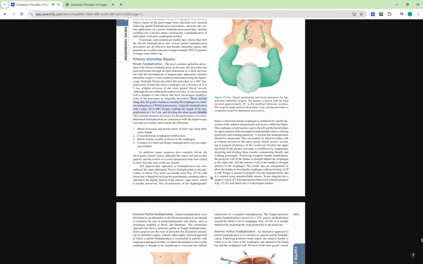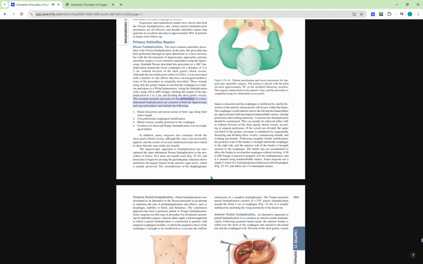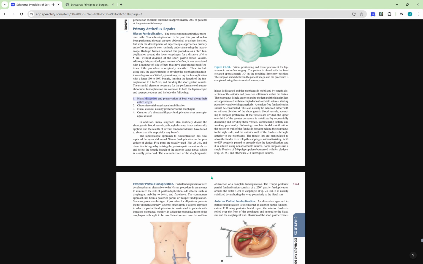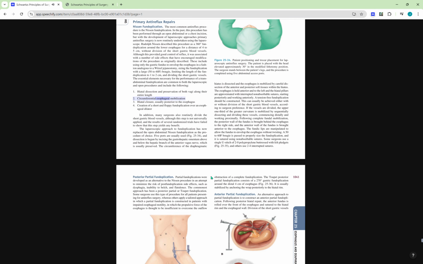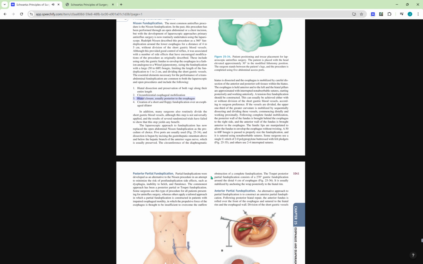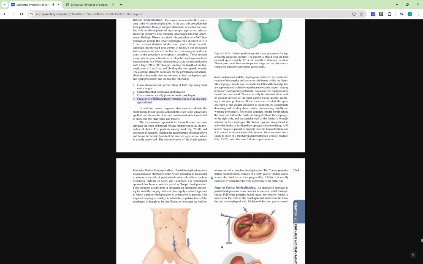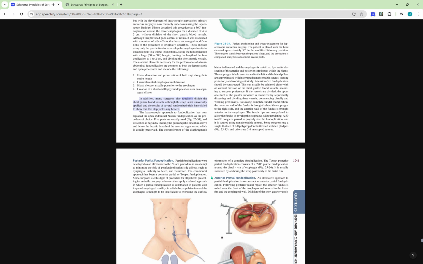The essential elements necessary for the performance of a transabdominal fundoplication are common to both the laparoscopic and open procedures and include the following: 1. Hiatal dissection and preservation of both vagi along their entire length. 2. Circumferential esophageal mobilization. 3. Hiatal closure, usually posterior to the esophagus. 4. Creation of a short and floppy fundoplication over an esophageal dilator. In addition, many surgeons also routinely divide the short gastric blood vessels, although this step is not universally applied, and the results of several randomized trials have failed to show that this step yields any benefit.